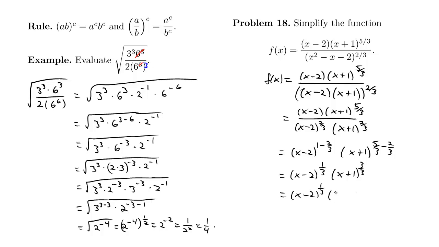This leaves us with x minus 2 to the 1/3 times x plus 1 to the 3 over 3, which is just x plus 1. We can also rewrite x minus 2 to the 1/3 as the cube root of x minus 2 if we like.